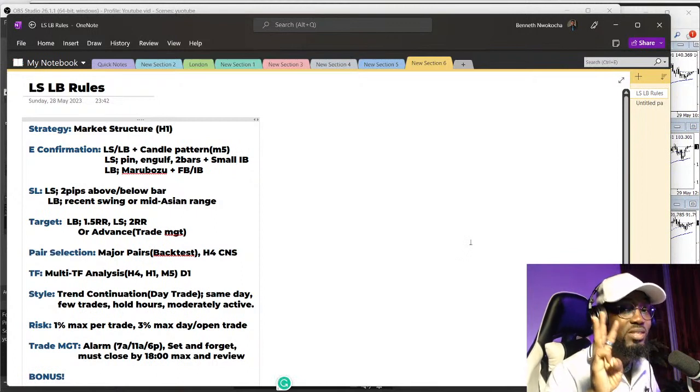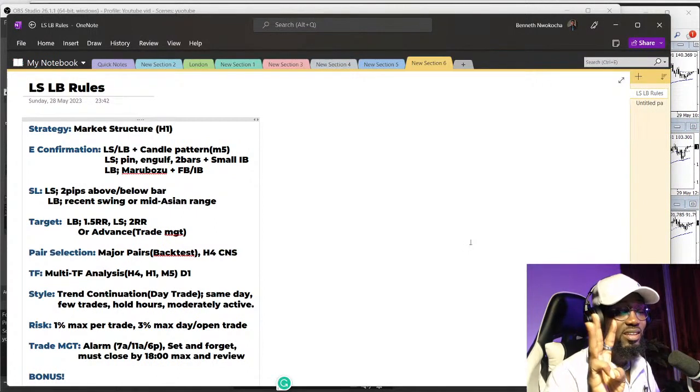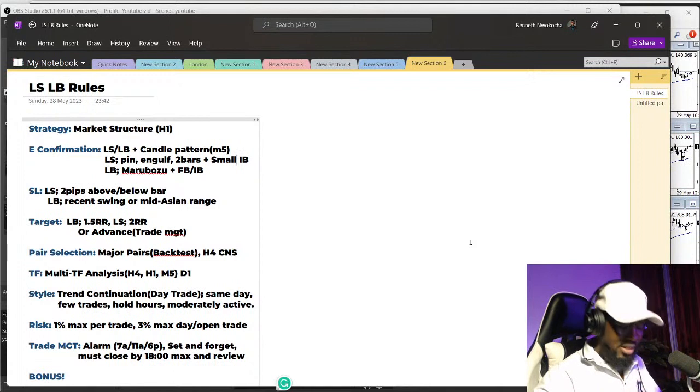There are 3 principles of TA. All traders must know this. The principles of TA, number 1 is that history repeats itself.